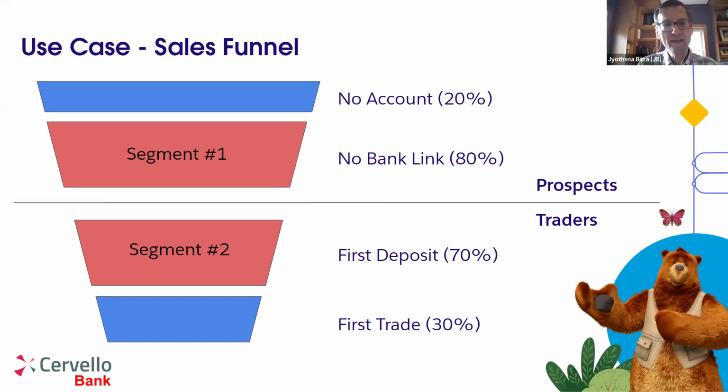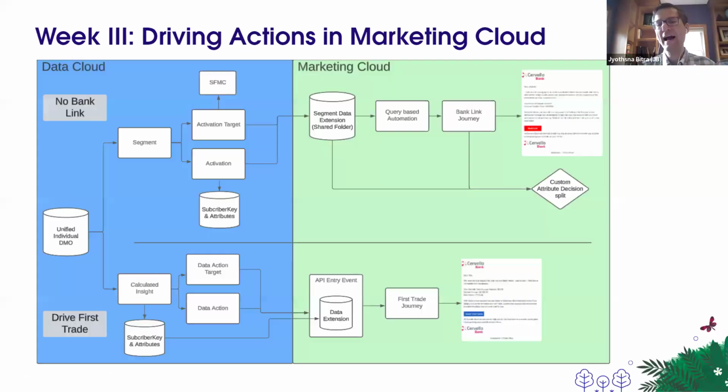And then just to give a perspective on what we're going to be building today, this is the lower half of this graph where we're going to be building a data action. To do that, we're going to start by having Matt build a calculated insight. What that will do is set the values that are going to be in the data extension in the API entry event in Marketing Cloud.